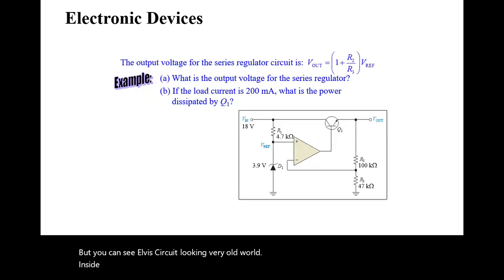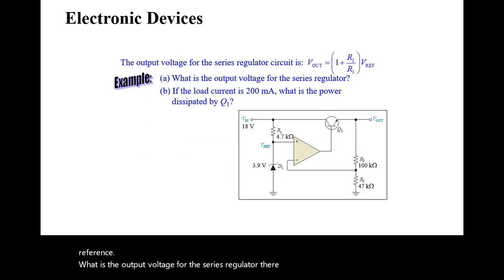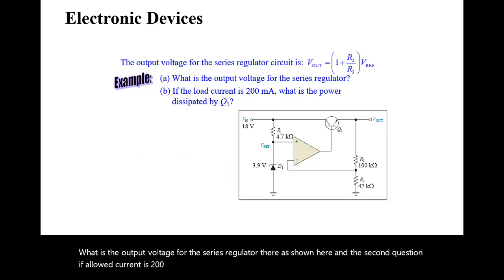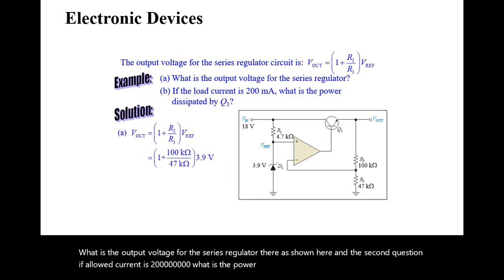Now the output voltage for a series regulator circuit, V out, is equal to 1 plus R2 divided by R3, multiplied by V reference. So what is the output voltage for the series regulator as shown here? And the second question, if the load current is 200 milliamps, what is the power dissipation by Q1?